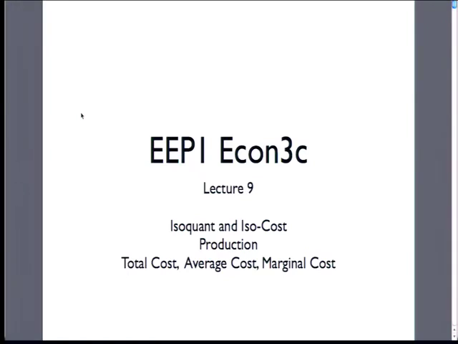So today we'll be going through isoquants and isocosts, starting to think about what's behind production. And at the end, we'll tease into total cost and average cost, and we'll do those next time.